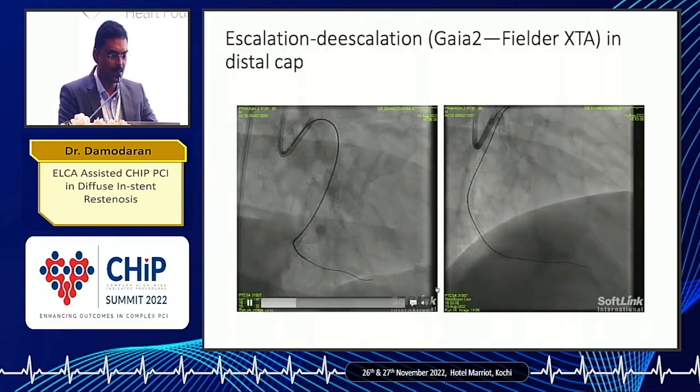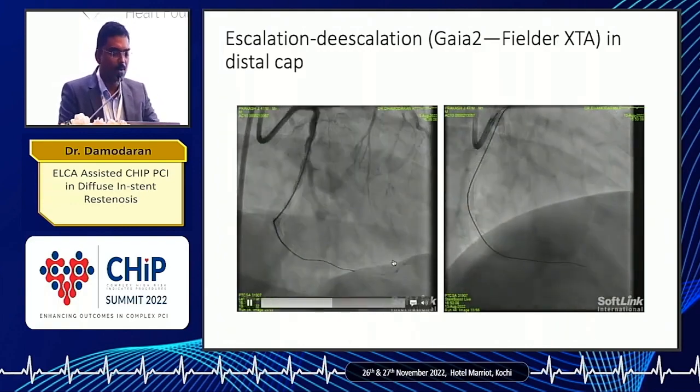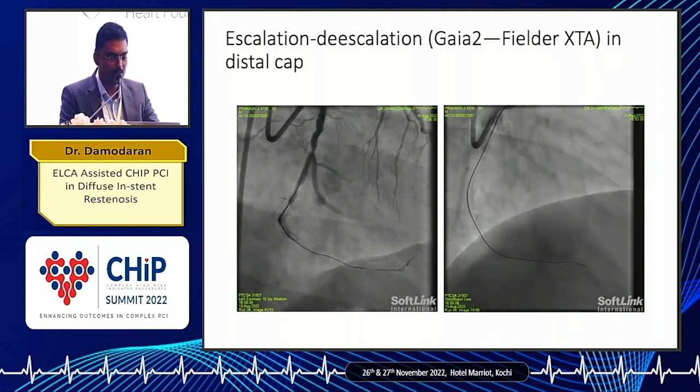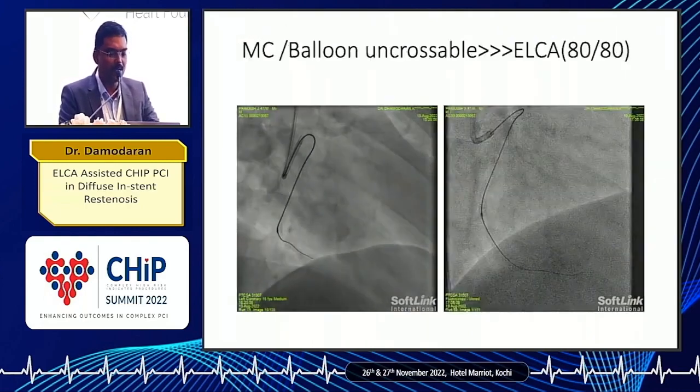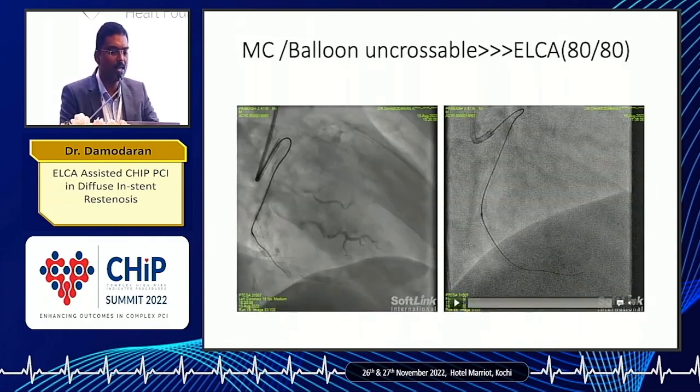Luckily, the wire went into the distal true lumen, but again the challenge is crossing with the microcatheter. Neither the microcatheter, that is the Corsair, nor my small balloon would go through. Then I had to use the laser. Luckily, we have a laser system in the hospital, so I did it with the ELCA.